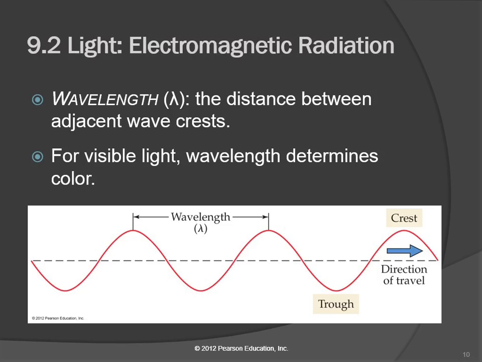And for visible light, the difference between red and blue and yellow is how long the wave is. It's all light, it's all traveling at the same speed. So the wave is always traveling at the same speed for light, but the wavelength is going to be different.